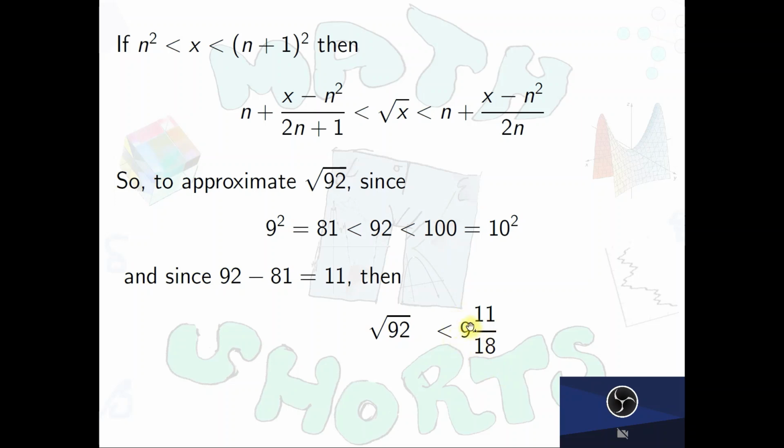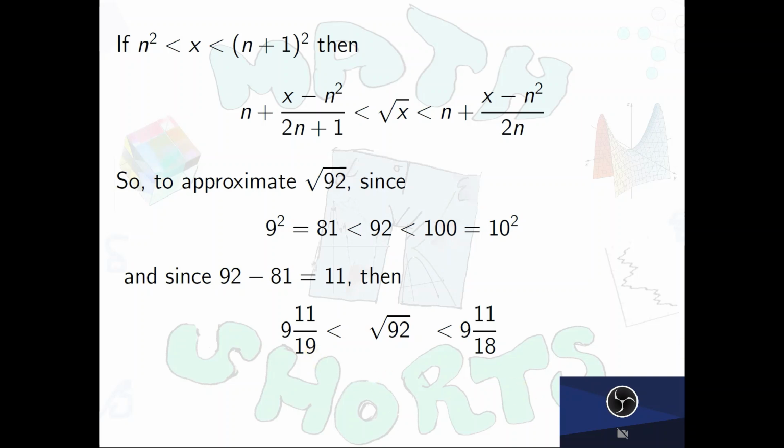So 9 plus 11 over 18 is going to be too big because I won't be able to fill up the part at the beginning. But if I took one extra spot, one extra chunk for each one, 9 and 11 over 19 is going to be a little bit too small because I'll have stuff that's left over.